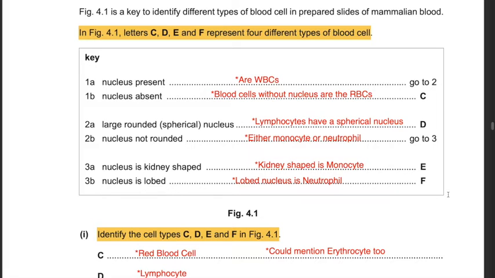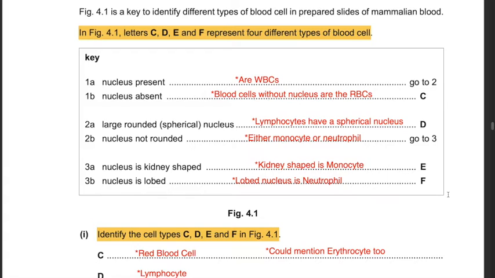Let's look at cells D, E, F. If you look at 2A, large rounded spherical nucleus. Only lymphocytes have a spherical or a large rounded nucleus, hence D is a lymphocyte. Nucleus not rounded, well, nucleus that are not rounded are either of monocytes or neutrophils. And you should remember that if the nucleus is kidney shaped, then it is a monocyte. If it is lobed, then it is a neutrophil.